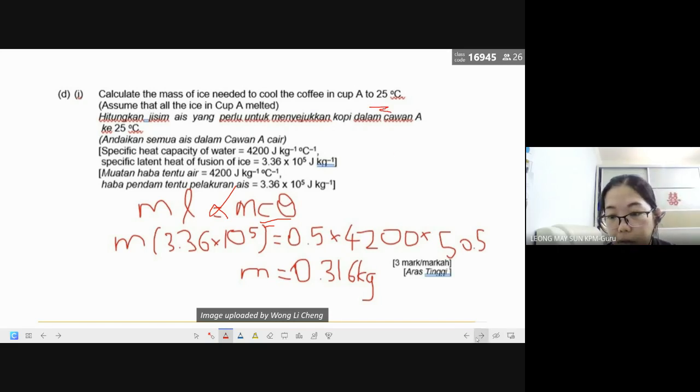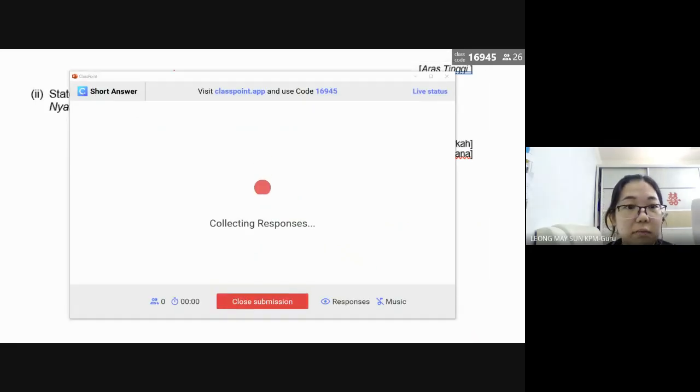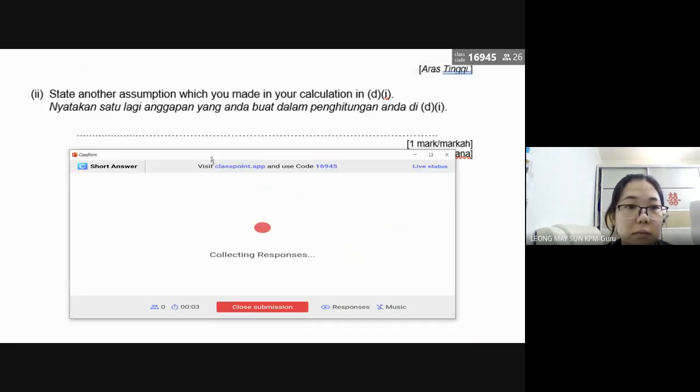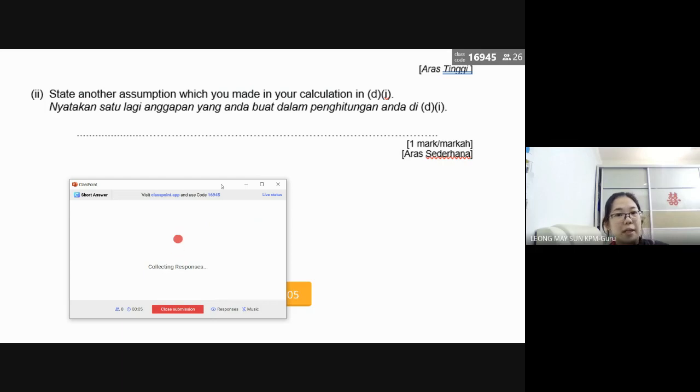Alright, so one last question. What is the assumption made? I think this one should be very fast for everyone. What is the assumption made? This is the last question already.